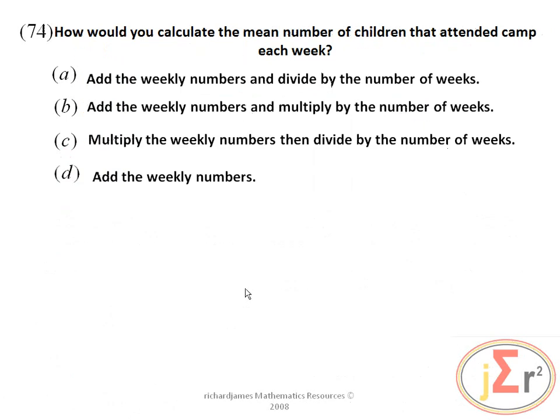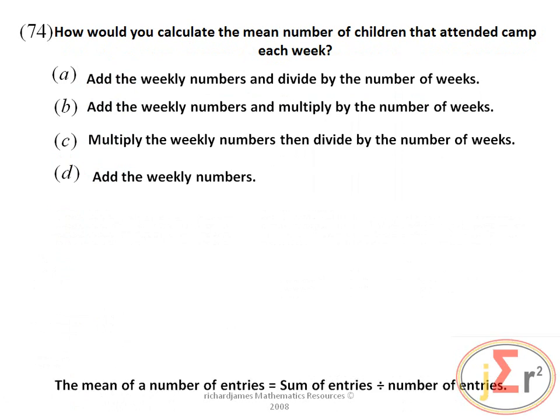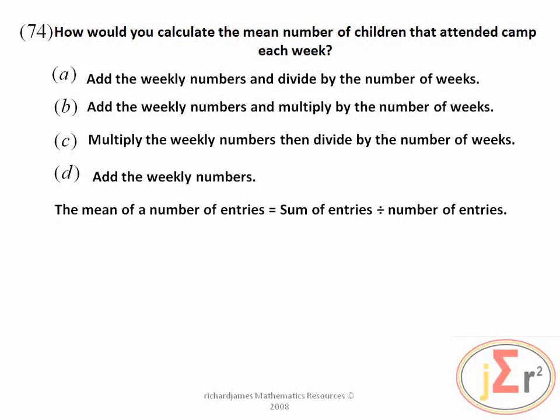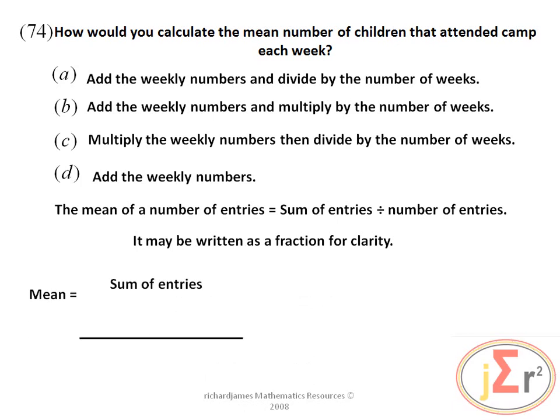How do you calculate the mean number of children that attended camp each week? So how do we find the mean? The mean of a number of entries is equal to what? The sum of entries divided by the number of entries. So it may be written as a fraction for clarity. So the mean is what? Sum of entries over the number of entries.